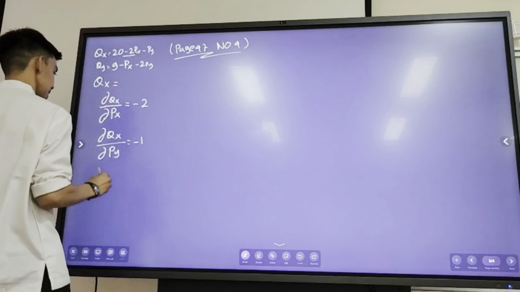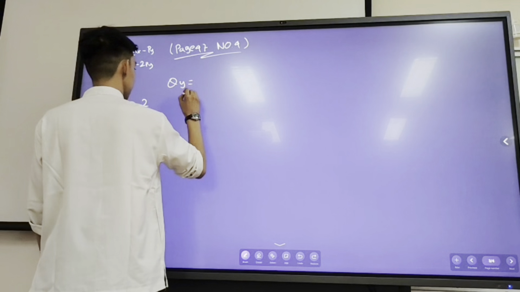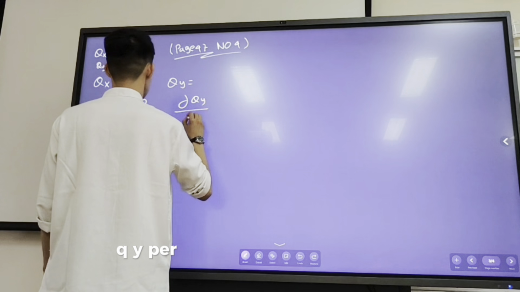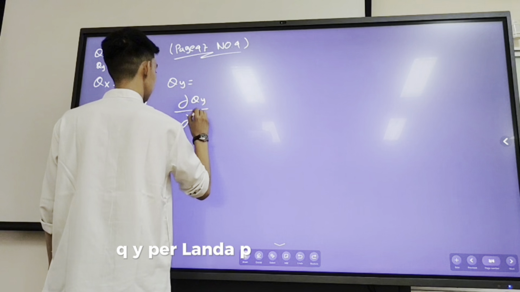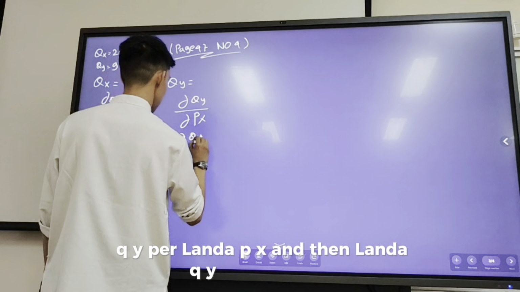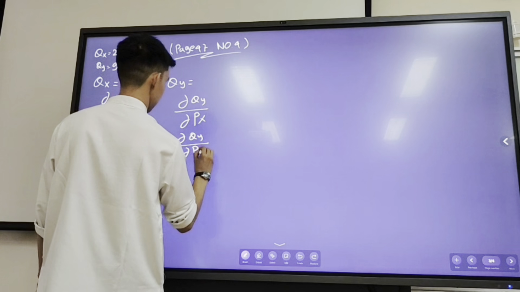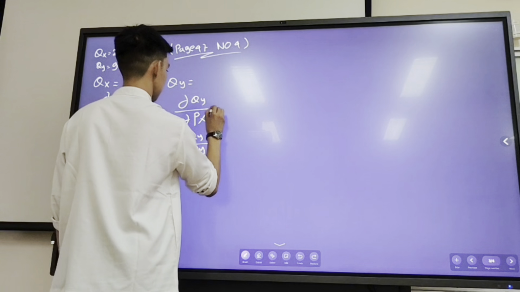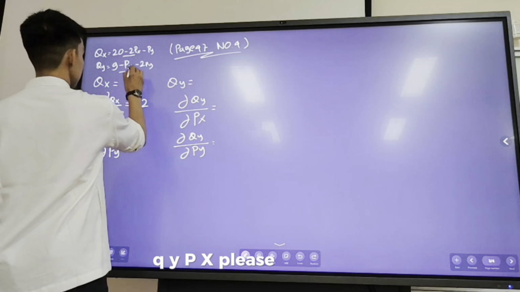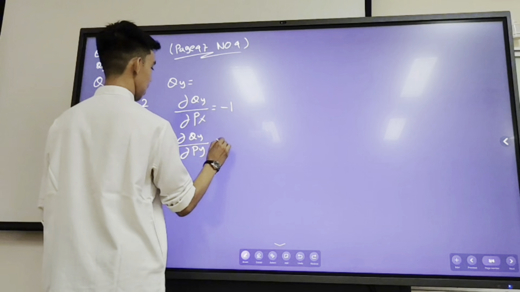And then for the py, lambda qy per lambda px and lambda qy per lambda py. qy with respect to px is minus 1, and this one is minus 2.